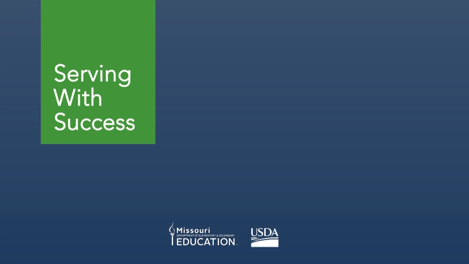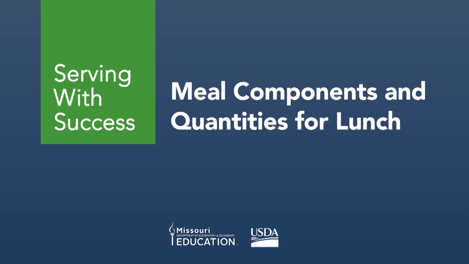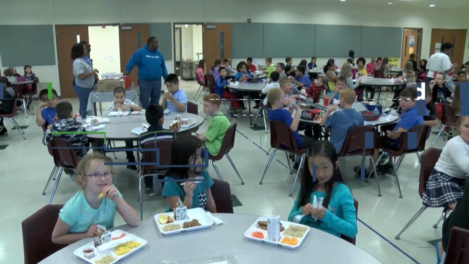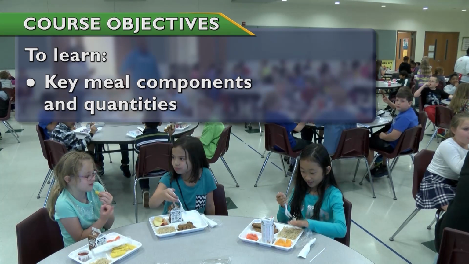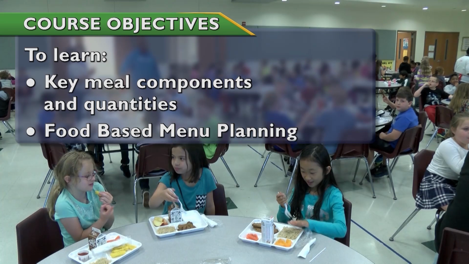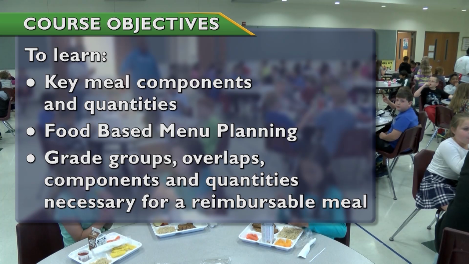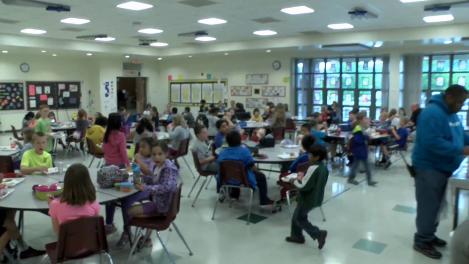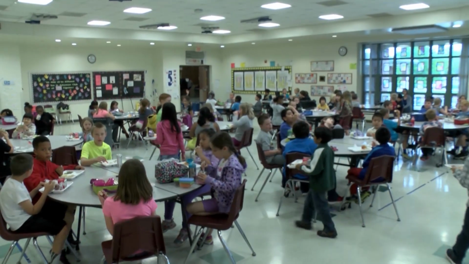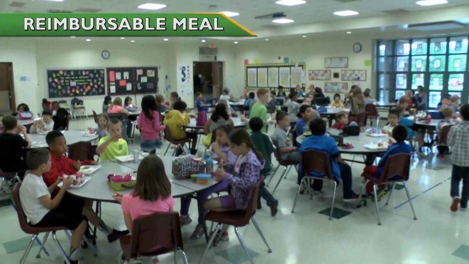Welcome to Serving with Success, Meal Components and Quantities for Lunch. In this module, participants will learn the key meal components and quantities per age group to meet the National School Lunch Program, the method of food-based menu planning, the grade groups, overlaps, components, and quantities necessary for a reimbursable meal. The meal pattern requirements for each age and grade group within all reimbursable meal service lines is the foundation of the federal school nutrition programs.